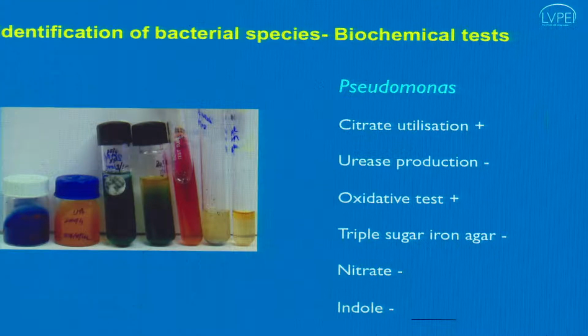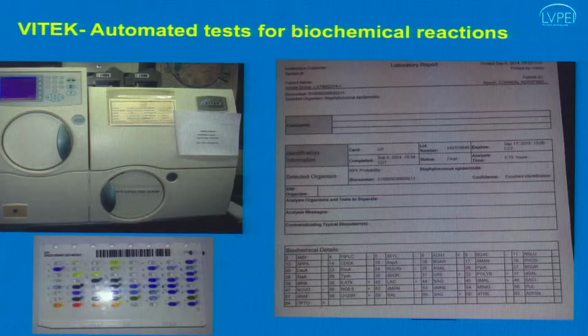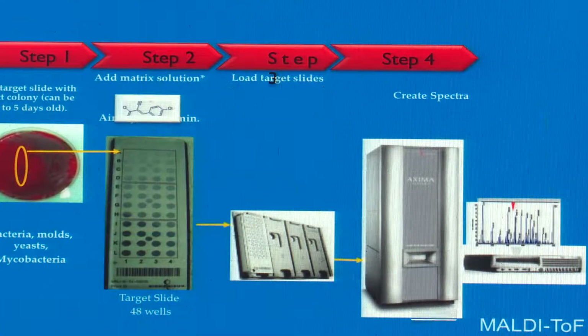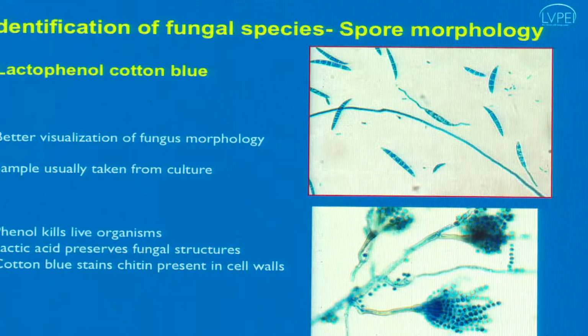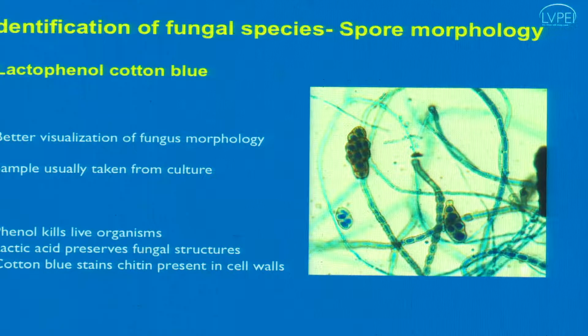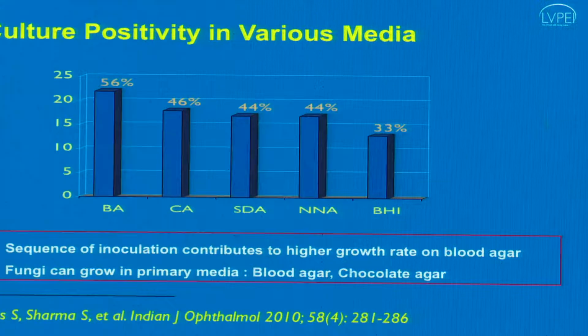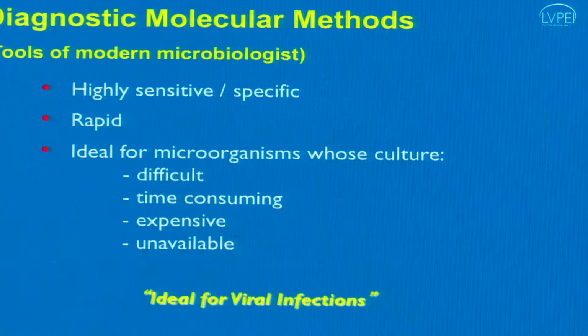You need not know actually the details, but what is important to know is automated methods are now available for identification. You can send anywhere in Delhi city or other cities also. Now Vitek and others are very, very common now. We look at the morphology of fungi for identification, and we also do what is called sequencing after PCR.